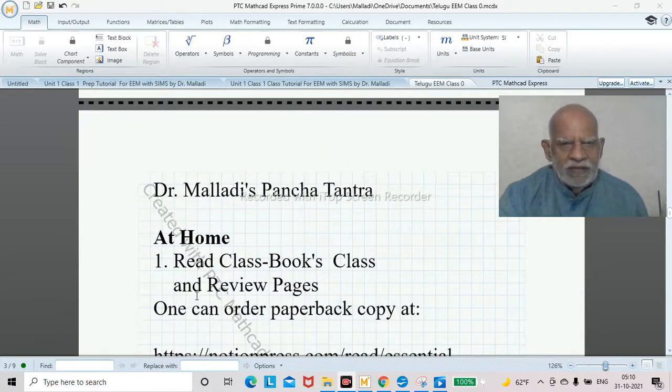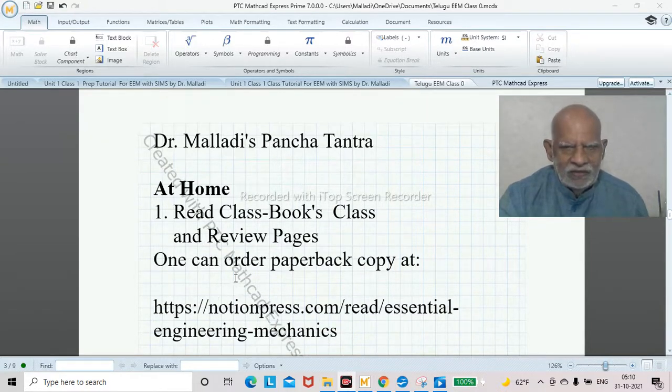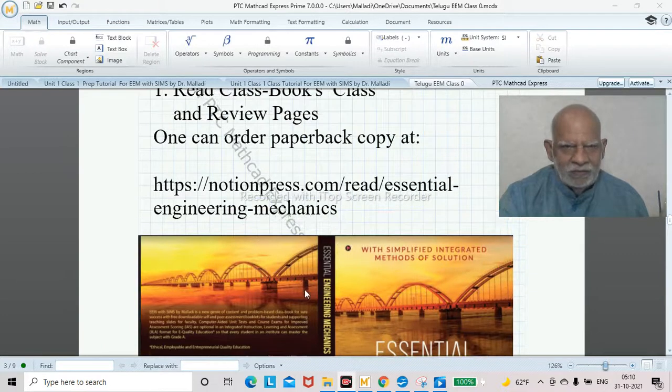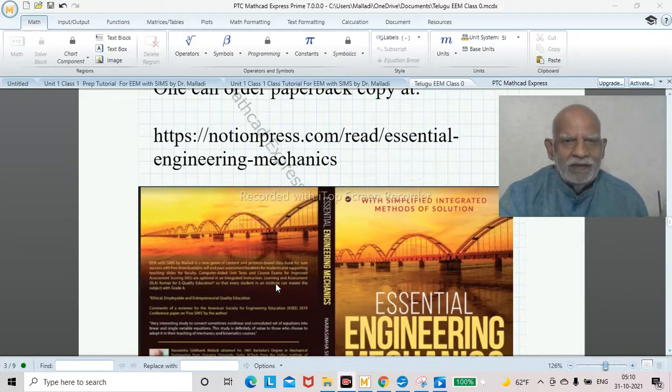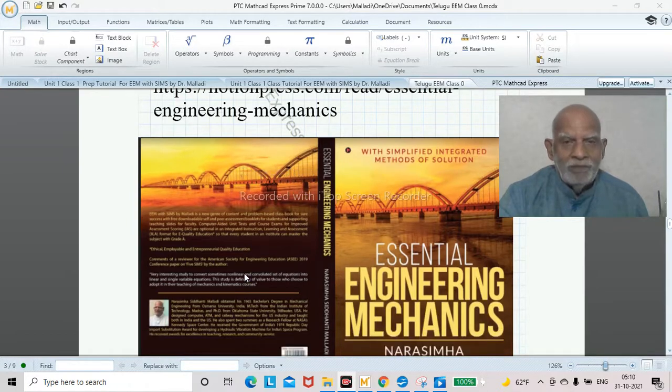So now, let us elaborate slightly on these 5 steps. At home, read the class and review pages. And you can order my paperback book. Out of patriotism, I prefer to publish it with Notion Press, situated in Chennai. I visited them several times. And this is also available freely from me and on the internet.